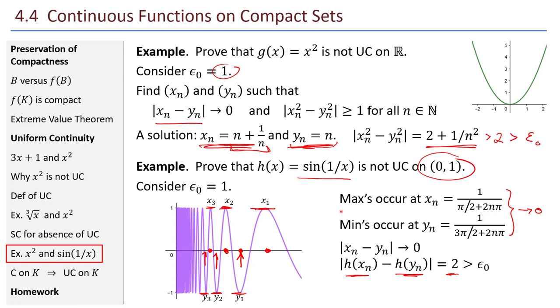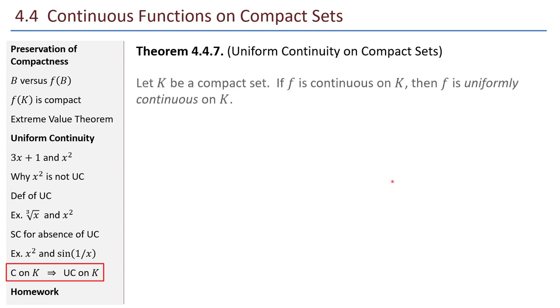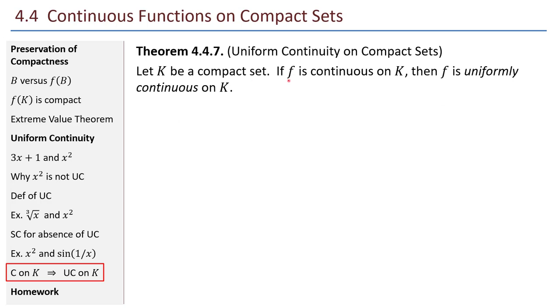All right, our last theorem. Let's remember this example. 1 over x was not uniformly continuous on 0 to 1, but what if I have some function over the closed interval from 0 to 1? Must that be uniformly continuous? Theorem 447, uniform continuity on compact sets. Let K be a compact set. If f is continuous on K, then f is uniformly continuous on K.